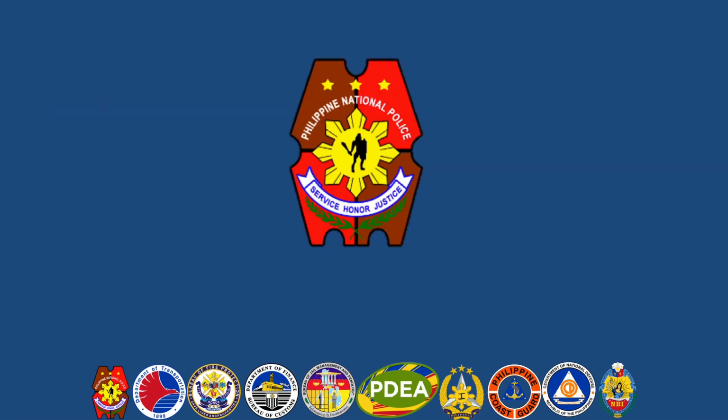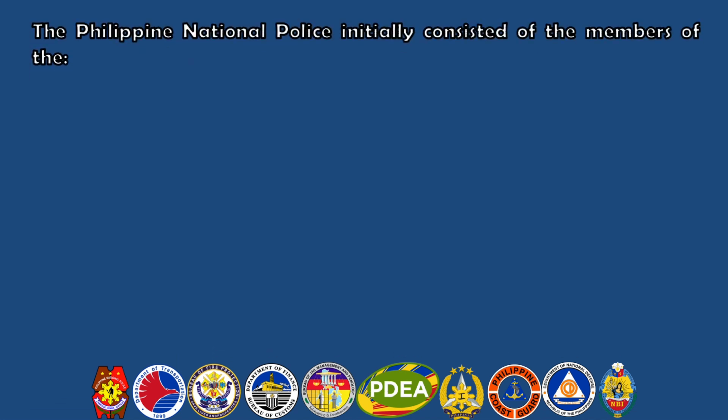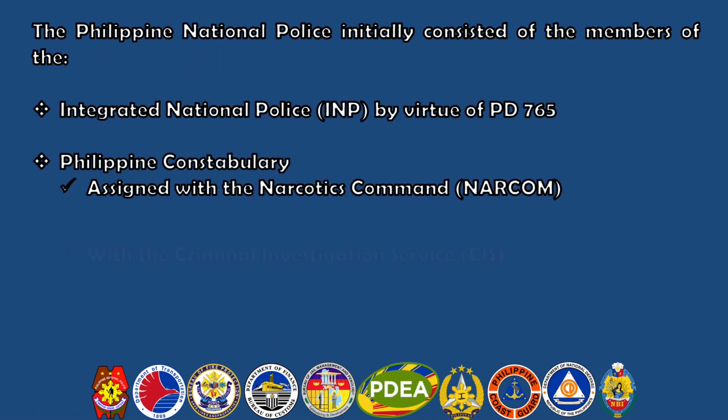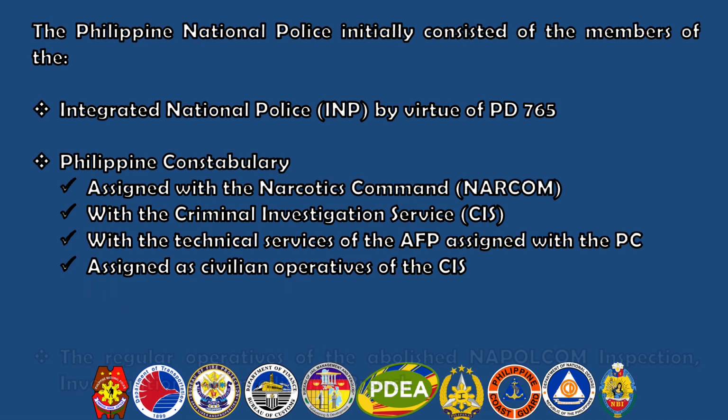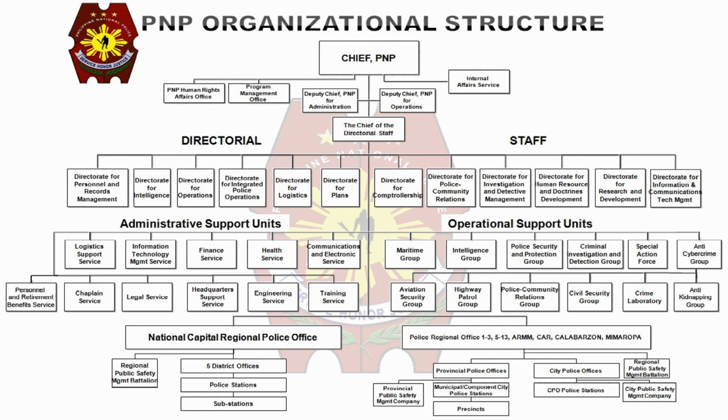Now, let's go to the introduction to the Philippine National Police. For the Philippine National Police, let us discuss the composition. The initial composition of the PNP consisted of the members of the PCINP. I discussed earlier that the initial composition of the Philippine National Police is the PCINP, or the Philippine Constabulary and Integrated National Police. This is the PNP organizational structure.